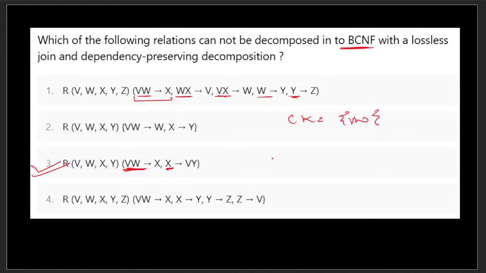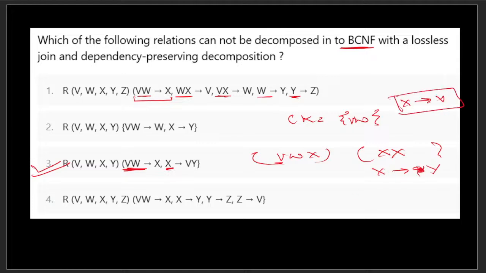And as you can see that VWX, if you try to check, and XVy. So in XVy, as you can see, V is already there, so here V cannot be there. Here just XY will be there. And through XY, here X is deriving Y. But what about XV? This is not preserved. But when we say BCNF, it is lossless and dependency preserving. So that is why 3 is the correct answer.